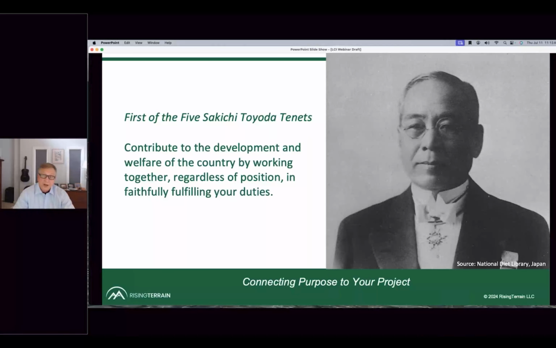But when they founded the car company, they took Tsukichi Toyoda's tenets and memorialized them. And the very first one is, I think, key to this idea of service and contribution and purpose, which was to contribute to the development of the welfare of the country by working together, regardless of where you're working in the company, faithfully fulfill your duties, sort of in a Samuel Smiles type of focus.